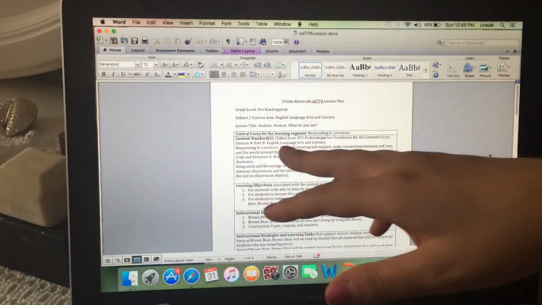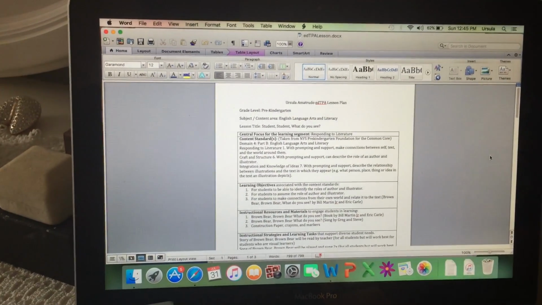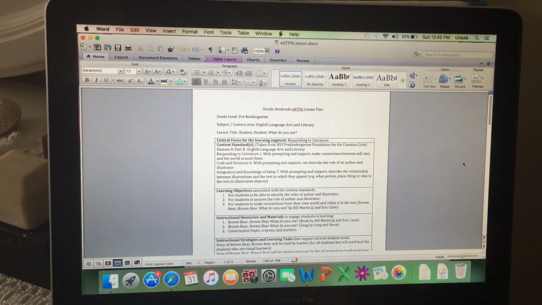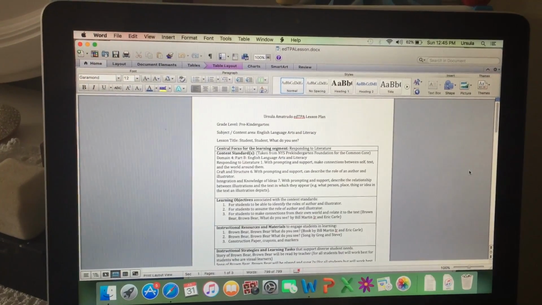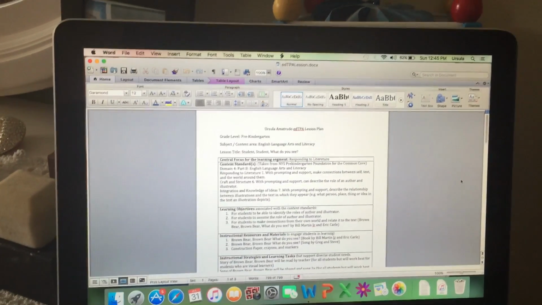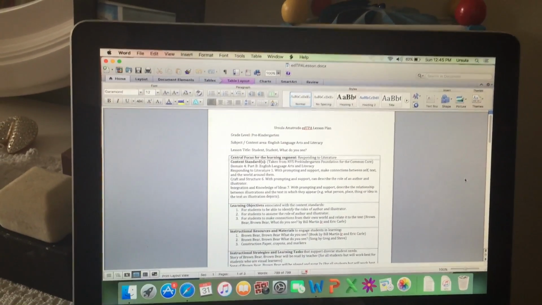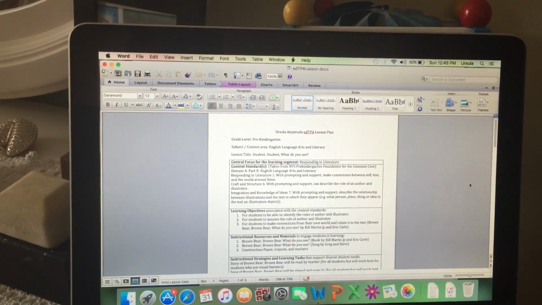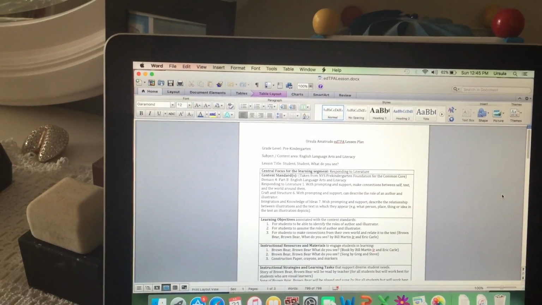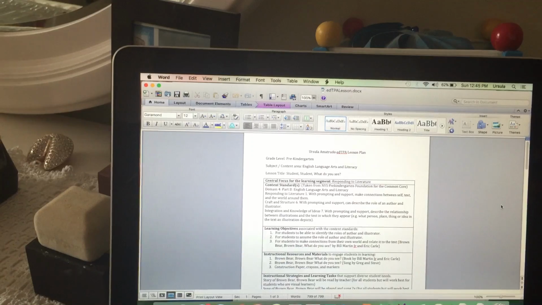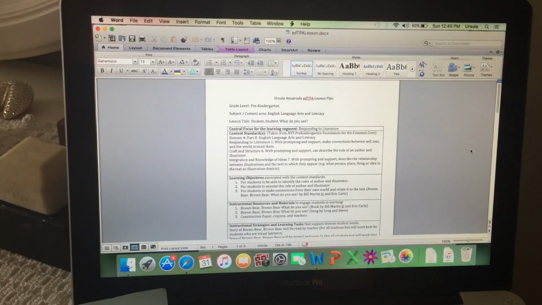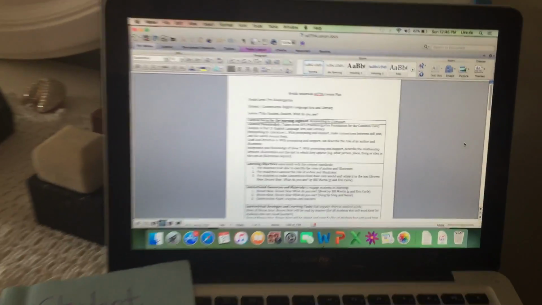The content standards taken from the New York State Pre-Kindergarten Foundation for the Common Core are Domain 4, Part B, English Language Arts and Literacy, Responding to Literature. After this lesson, students should be able to, with prompting and support, make connections between self, text, and the world around them, describe the role of an author and illustrator, and describe the relationship between the illustrations and the text in which they appear. For example, what person, place, thing, or idea in the text the illustration depicts.